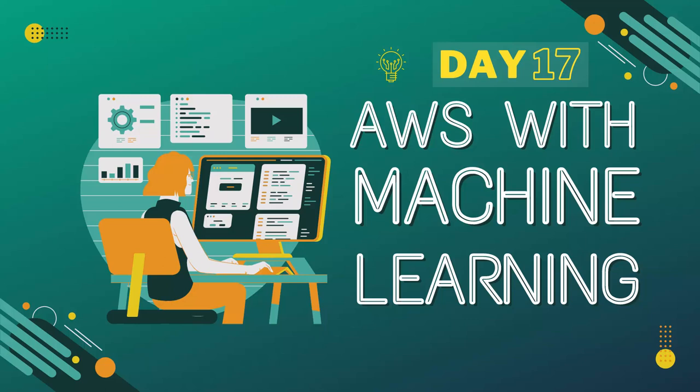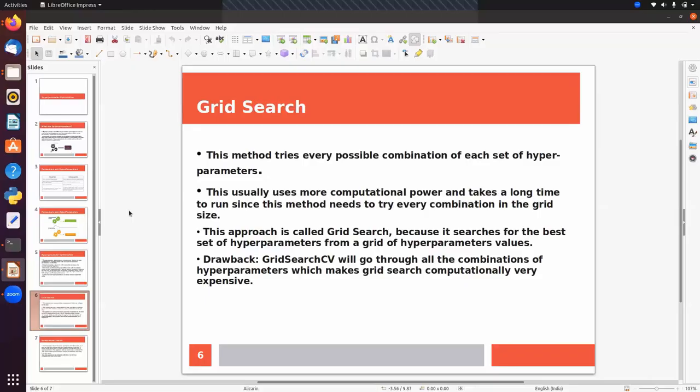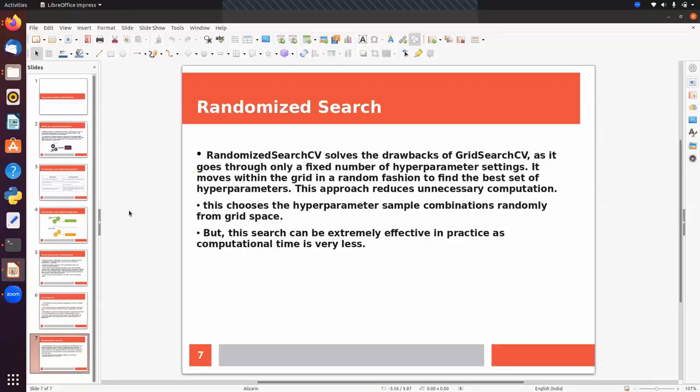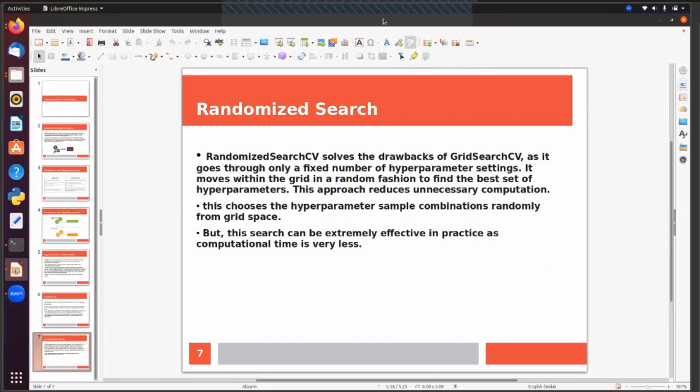So guys, in the last session we were talking about hyperparameter tuning, and we covered grid search and randomized search techniques using scikit-learn. Next we will talk about decision tree and random forest. Both algorithms we will implement using scikit-learn.